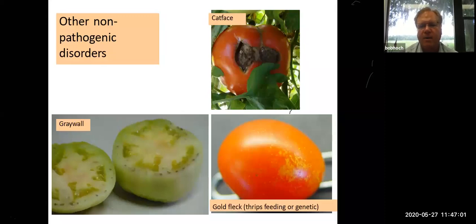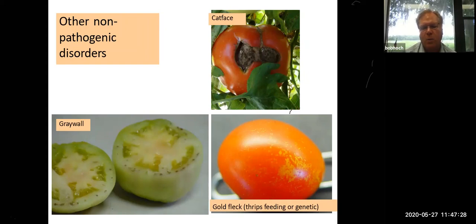A couple other just minor things, just want to kind of mention briefly. Cat facing is something that we commonly see on large fruited tomatoes, especially heirloom types of tomatoes. This would go back to pollination issues. You have a big, huge flower, and if it doesn't get fully pollinated during cold weather or something along those lines, you can get some distorted fruit that ends up looking like the upper right-hand side cat facing.